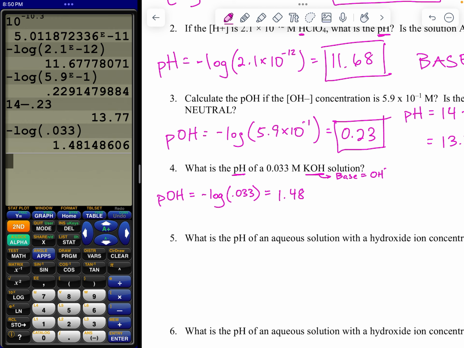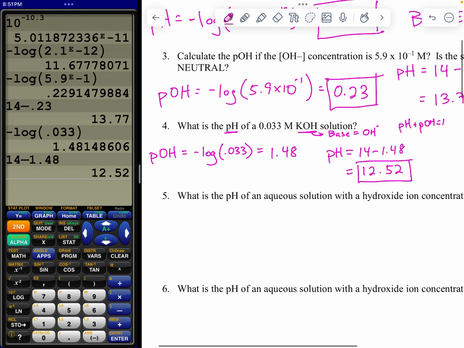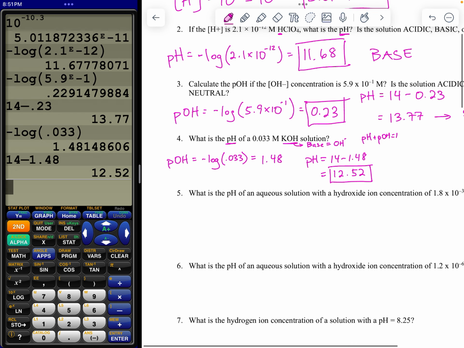1.48. And then to find the pH, again, I know that pH plus pOH equals 14. So what I can do is just take 14 and subtract 1.48 from that. 14 minus 1.48 gives us a pH of 12.52. All right. So again, just paying attention to pH versus pOH, and then what you're given. Are you given a base, or are you given an acid, based off of the formula? You get OH. An acid, of course, will have an H in the front for the hydrogen ion.